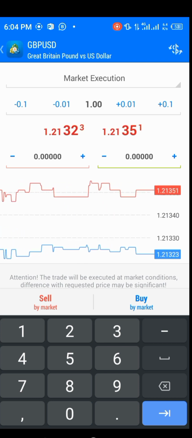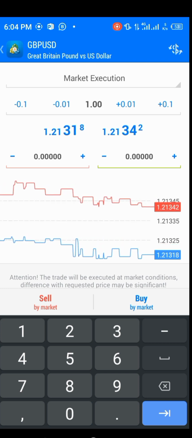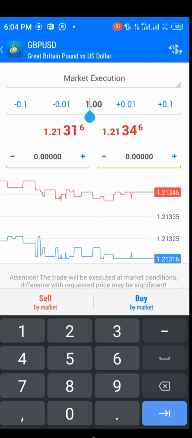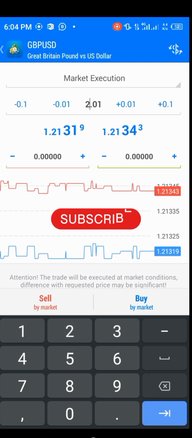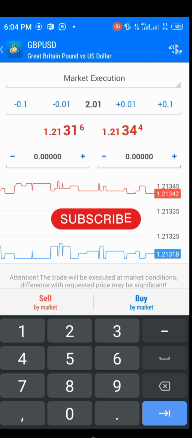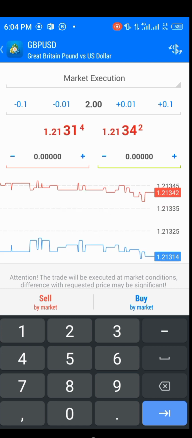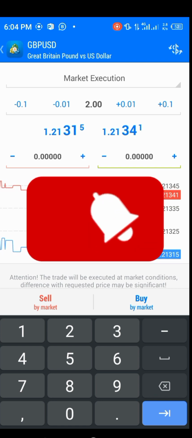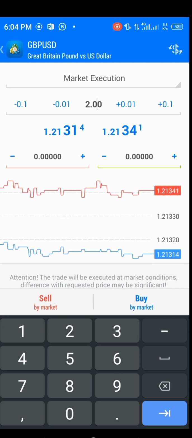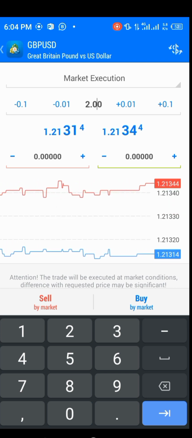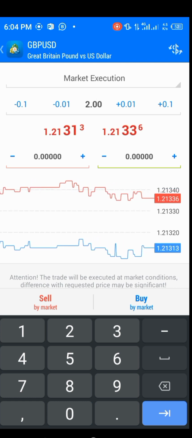So basically, you can do that analysis not just for this standard lot of 1. Let's move 1 and take 2. Let's put 2 at the door, 2.00. It means that if the market moves by a pip, the move will be equal to a $20 loss or $20 gain, depending on our direction.